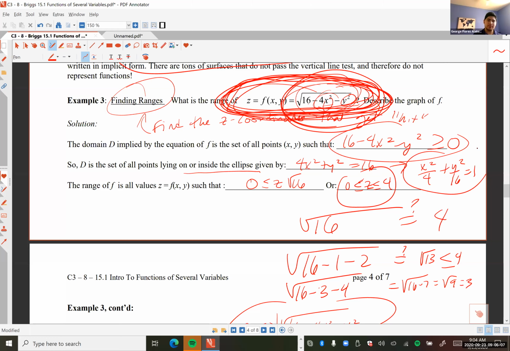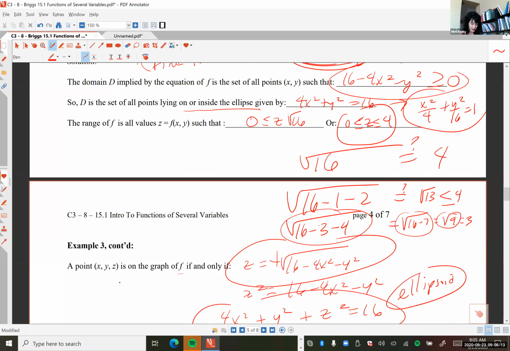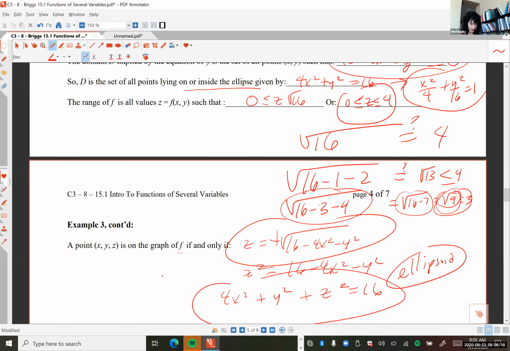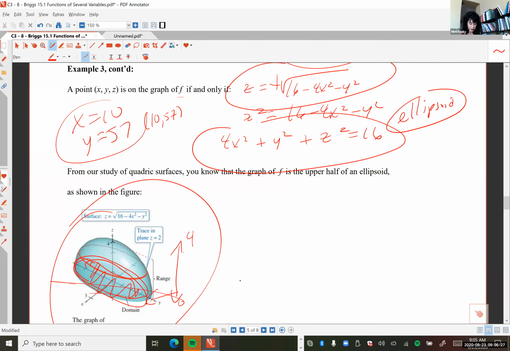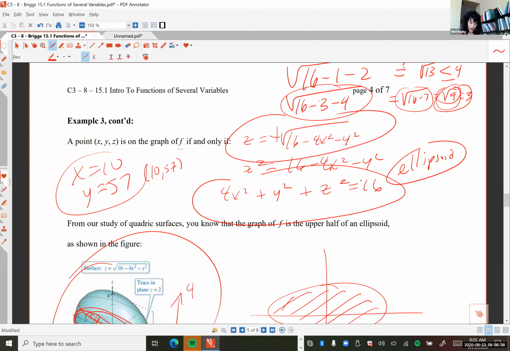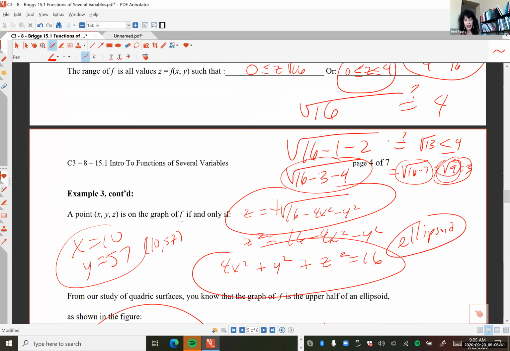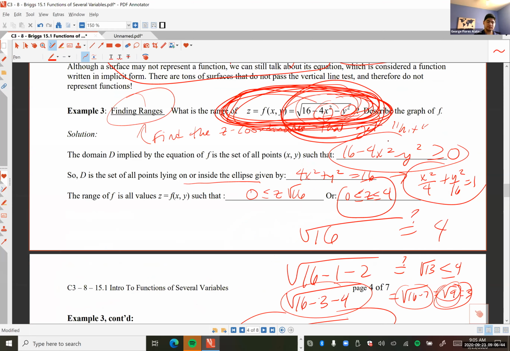Yeah, cool. But like I'm saying, if you let x be 10 and y be 57, you're going to get the square root of a negative number. The point with coordinates (10, 57) does not lie in this ellipse here in the xy plane, because that's what you get when you graph the domain of this function, which we talked about up here. The point (10, 57) is not in that neighborhood. Okay. Does that help? Yes, thank you.